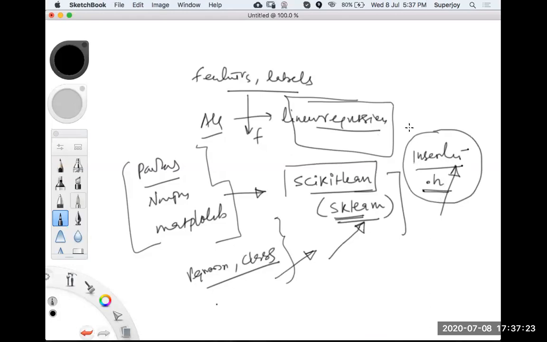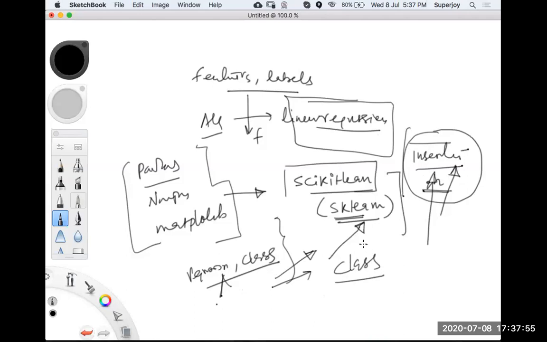Guys, are you okay with what I'm telling you? Abhi humne insertion sort algorithm ko implement kiya. Now we created a dot header file for it, and that header file can be used by anyone. They can include that header file and directly call the insertion sort method. Similarly, here all the algorithms have been implemented and written as a class.